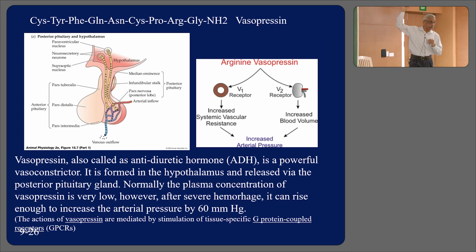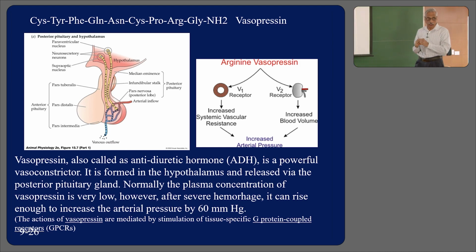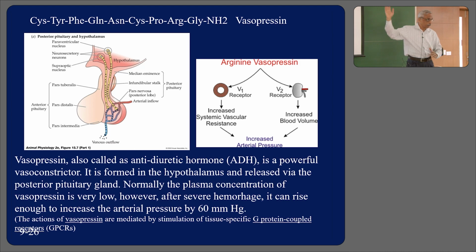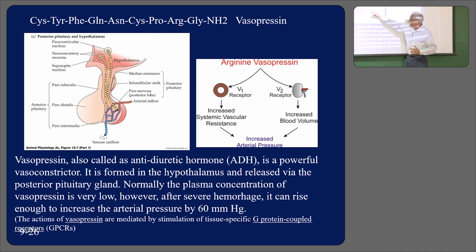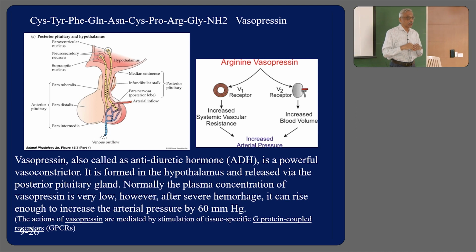And if that neuron in the hypothalamus is excited and starts firing action potentials, then the action potential will go from the cell body all the way along the axon, and finally when the action potential arrives here, it will release vasopressin by exocytosis.